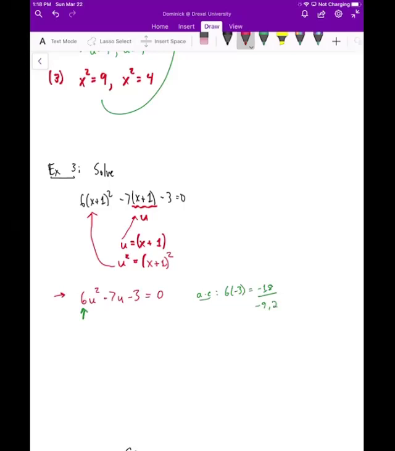So now at this point, we can rewrite our original equation, and let's put it this way. So we can say that it's 6u squared and minus 3 equals 0. None of that's going to change, but we can write minus 7u as minus 9u plus 2u.